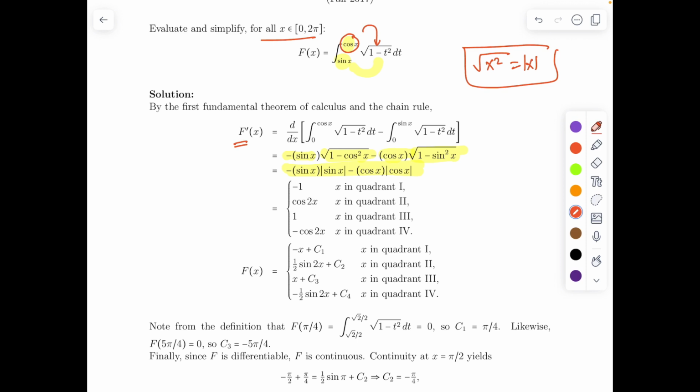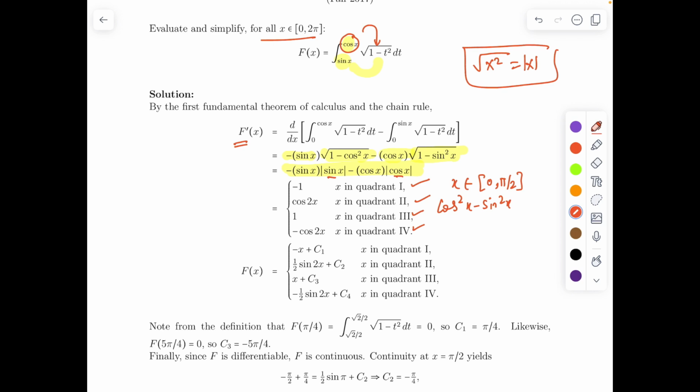So now if x belongs to the first quadrant, which is x belongs to 0 to π over 2, mod sin x and mod cos x will just open as sin x and cos x, so we'll get minus 1. In the second quadrant, mod sin x will open as still sin x, but mod cos x will open as minus cos x, so we'll get cos square x minus sin square x, which evaluates to cos 2x. In the third quadrant, similarly, we'll get 1 and in the fourth minus cos 2x.